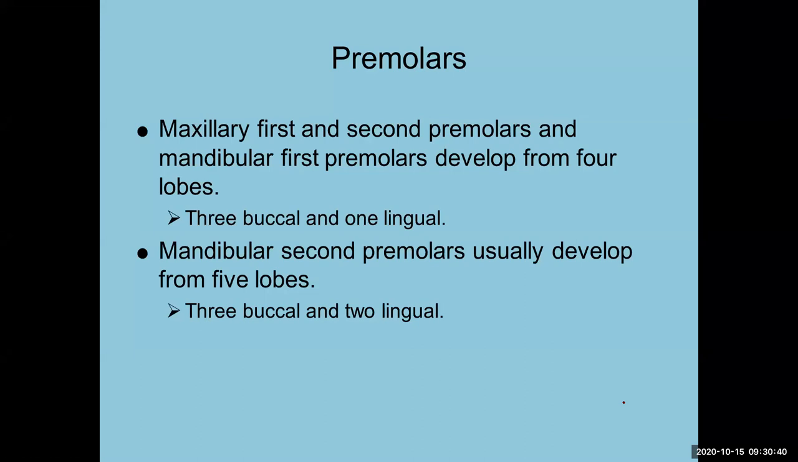This is why a bicuspid is not the same as a premolar. A bicuspid means two cusps. So we're not using the term bicuspid anymore. It's an antiquated term. We say premolars because it could be two or three cusps, which means it could be four or five developmental lobes.